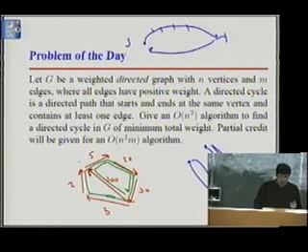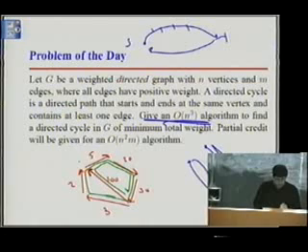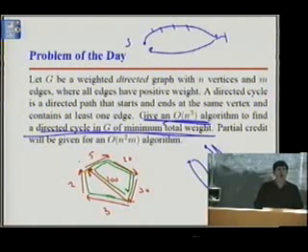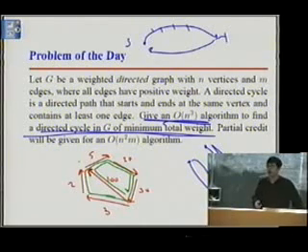It says, give me an n-cubed algorithm to find a directed cycle of minimum total weight. How might we do this? Any ideas? What was that? Dijkstra or Floyd? Okay, Dijkstra. Let's say Dijkstra.